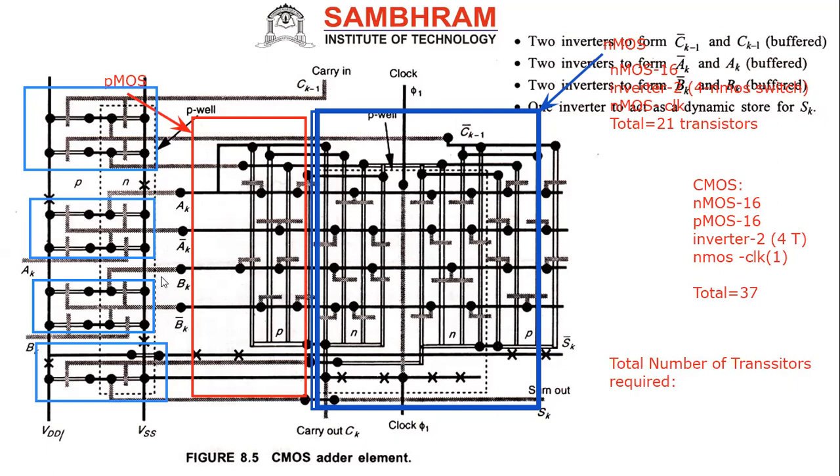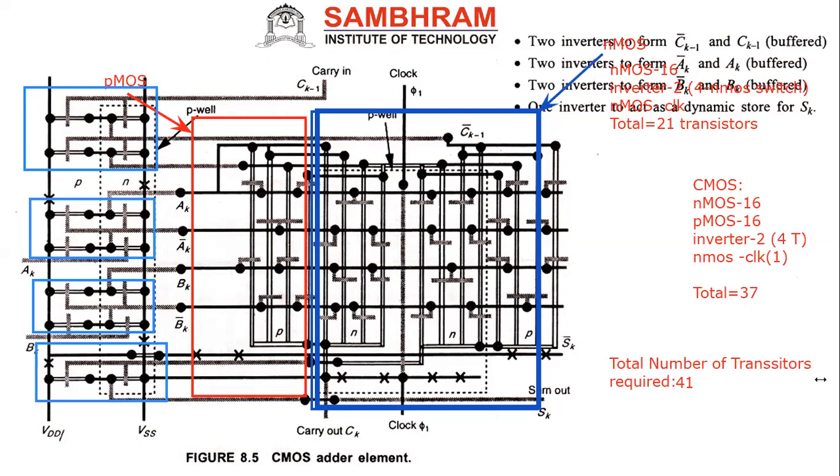Now, additionally, 2 more inverters: A to A bar, B to B bar. So 2 plus additional 2 more inverters. Then in total, how many are required now? 37 plus 4, 41 transistors are required. Total number, so when you are implementing, the total is 41. How is it 41? Very, very simple, as you know, how we got this 41.